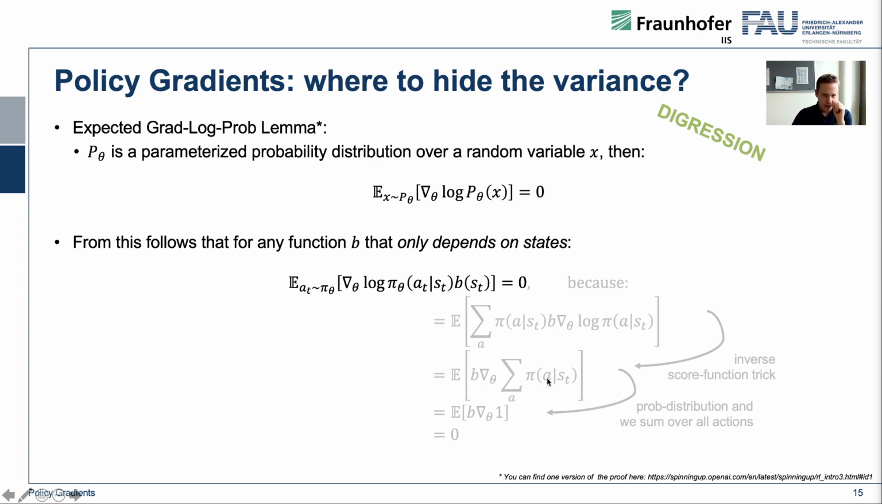Then we take the definition, put everything out, and we end up with a sum over all the actions that we have, of the probability of taking this action in this state. This by definition sums up to 1 because it is a probability distribution, meaning that we end up with the function b times the gradient with respect to theta of 1, which is 0. So we can subtract or add any baseline function b to our policy gradient if b only depends on states and not on the actions.